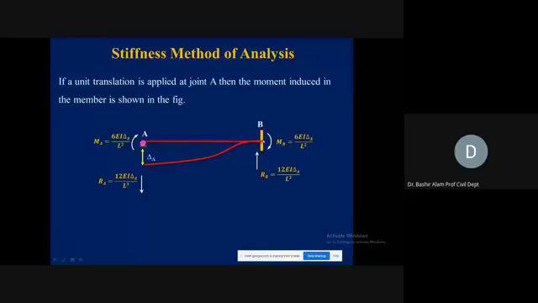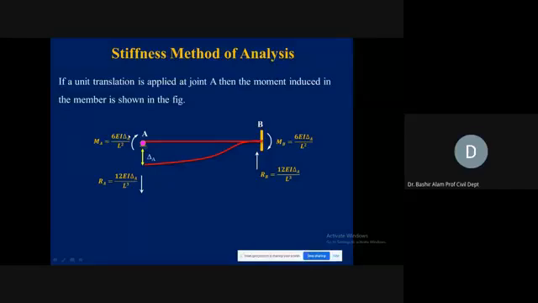Let's say here we don't have any settlement, but we have settlement here at B. The settlement is in the downward direction. So in the downward direction, it will try to come back to its position, which means it will become counterclockwise. Counterclockwise again, it will be 6 EI delta B divided by L square. At the far end, it will go in the same counterclockwise direction by the same amount.